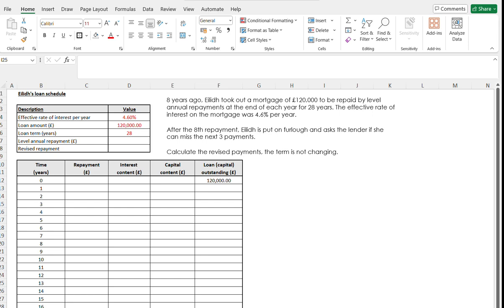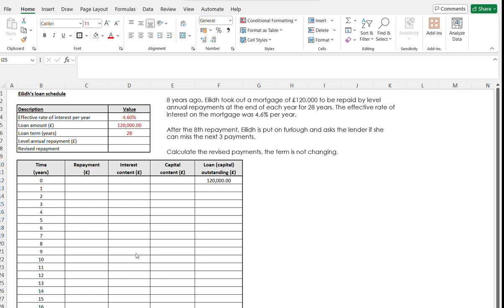So after the 8th payment, Ailey is put on furlough, so that's kind of a pause from working. And she asks the lender if she can miss the next 3 payments. She's still taken out over 28 years, but obviously because she's missing 3 years' worth of payments, when she starts paying it back again, those payments are going to have to be higher.